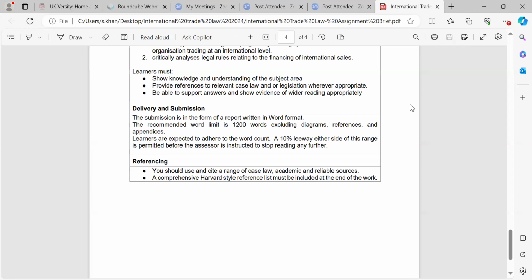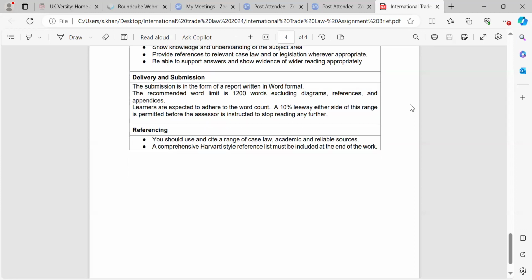So your referencing, again, you should use a range of case law, if necessary, academic and reliable sources. And then when you are using sources, make sure you are referencing where you are getting the sources from. And then a comprehensive Harvard referencing list must be included at the end of the work.